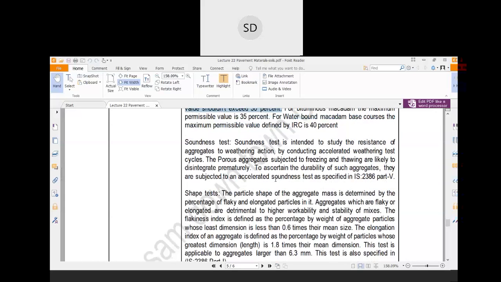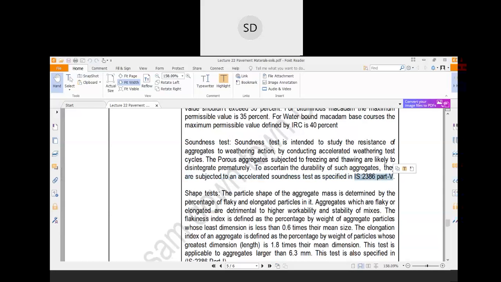Then soundness test is carried out to find out any impurities present in the aggregate. Now soundness test is intended to study the resistance of aggregate to weathering action by conducting accelerated weathering test cycles. The porous aggregates subjected to freezing and thawing are likely to disintegrate prematurely. To ascertain the durability of such aggregate, they are subjected to an accelerated soundness test as specified in IS 2386. So you can check details of the soundness test.